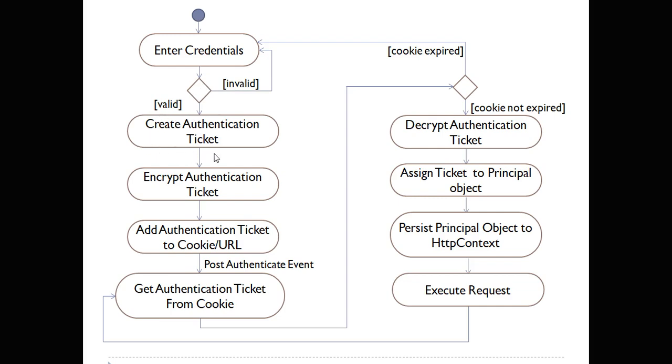Then we are going to create a form authentication ticket. Then we will encrypt it, and then we will add that authentication ticket to our cookie. So these 4 steps I am going to cover in this video. The later part will be covered in consecutive videos. So let us see this process step by step.